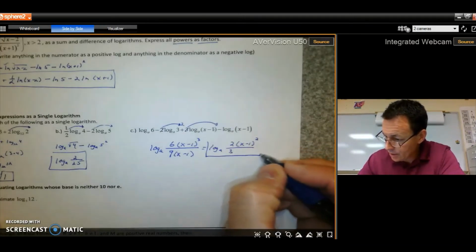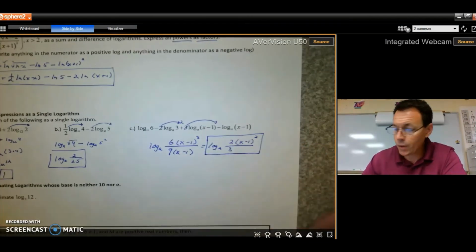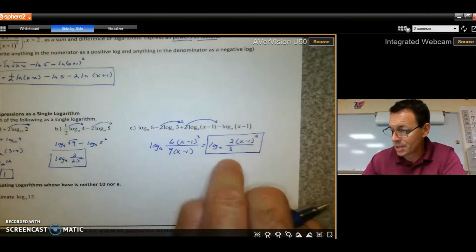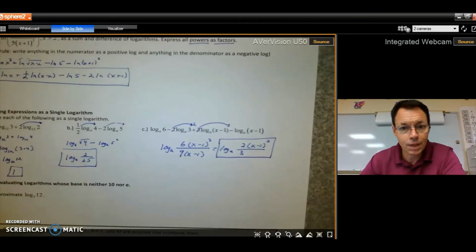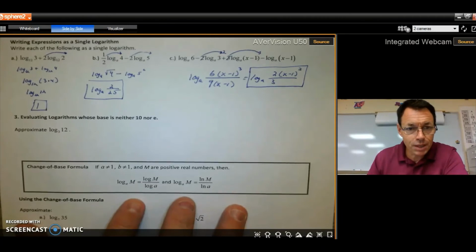And I think we can stop right there. That is our final answer. So we're rewriting multiple logarithms as a single logarithm. Okay? The last thing we're going to talk about is something that's called the change of base formula.